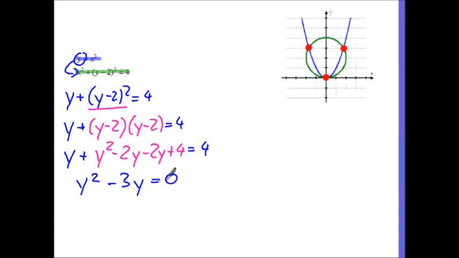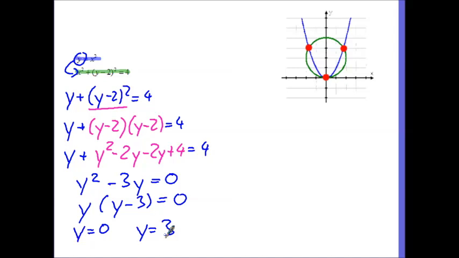That looks much easier to handle, right? Let's go ahead and factor out the greatest common factor. Both terms here on the left have a y. And what's left after that is y minus 3. Everything equal to 0. And that gives us two solutions. Y can be 0. And y can also be positive 3.